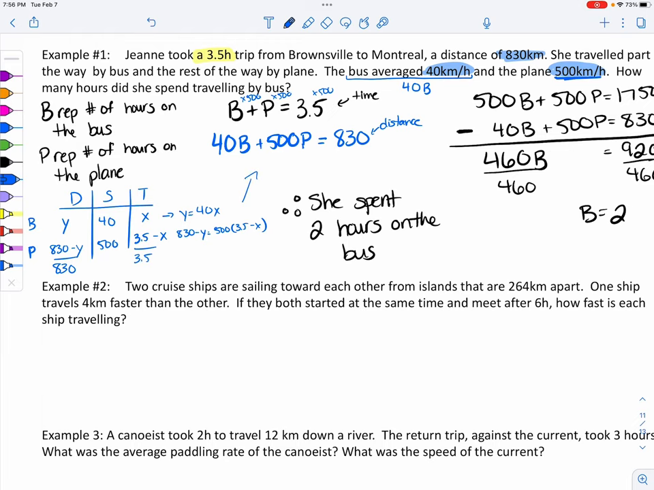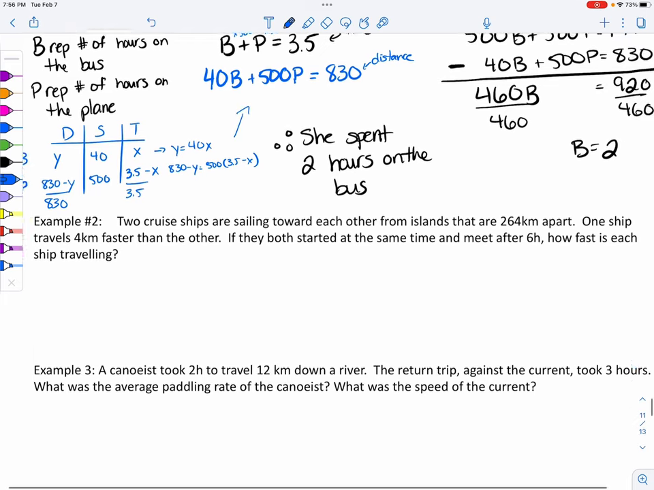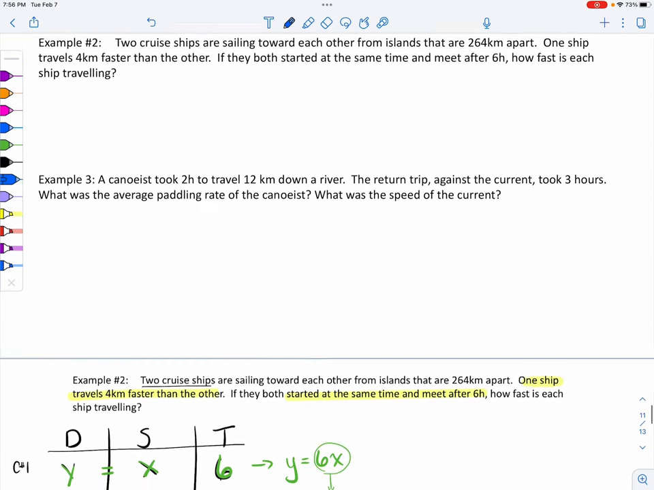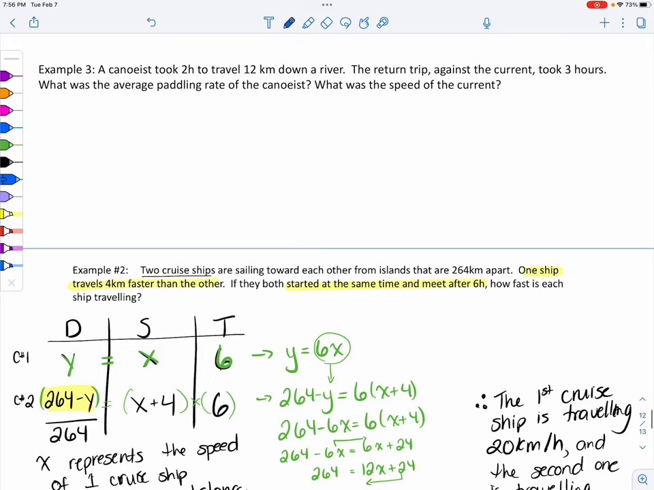Very different than those two equations that we solved with, but you'll get the same answer. That distance, speed, time table can always work. Let's do the last question here then.